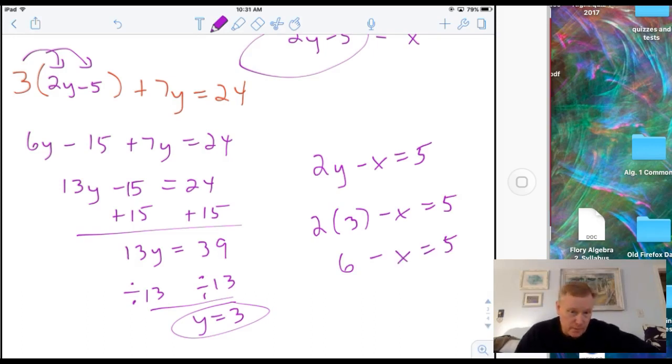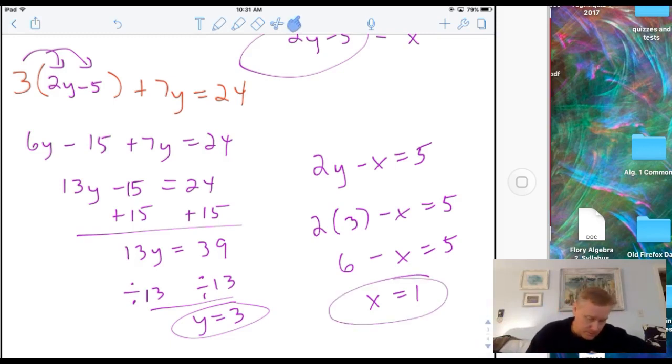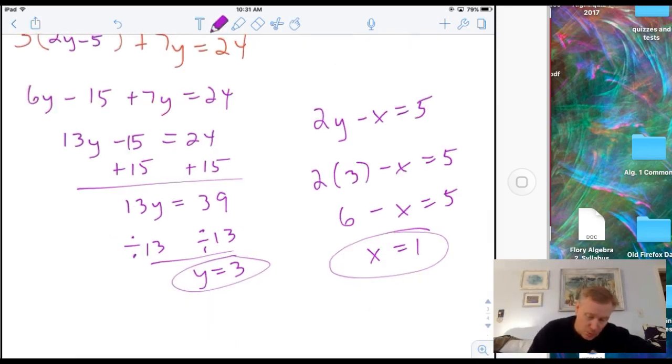You could do mental math on this one. 6 minus what is 5? x is 1. 6 minus 1 is 5. You could also just subtract 6 and solve it. Alright, so those are my two answers. You could write those as coordinates, 1, 3. That's another way to write that.